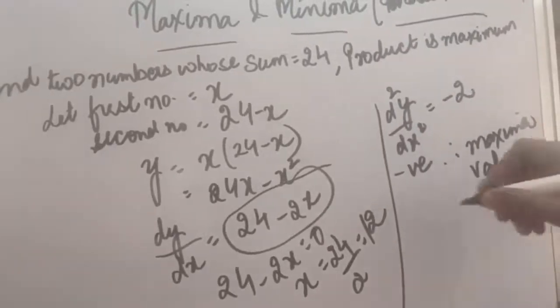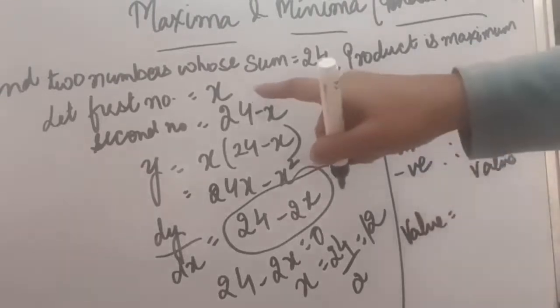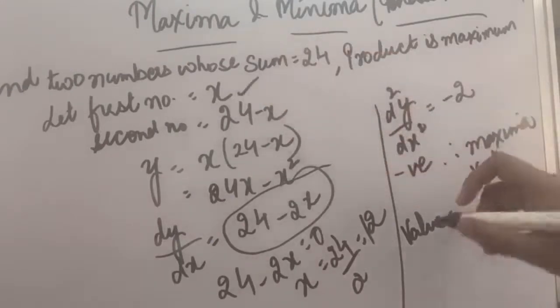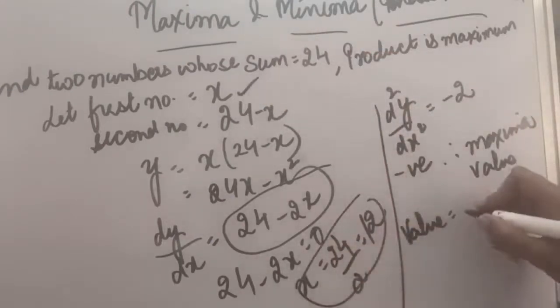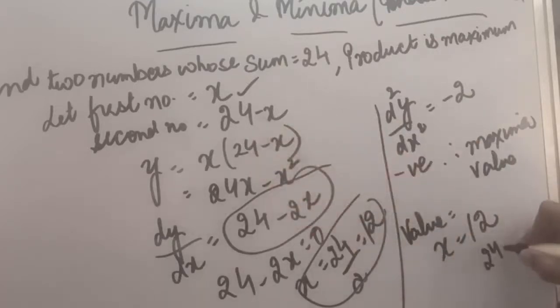Now how to find the numbers? We will put this into our equation. So this is our first number, x we have calculated as 12, so x is equal to 12. The second number will be 24 minus 12, that will also be 12. So these are both the numbers we have calculated. This is a very general problem related to maxima and minima. Let us see some more examples.